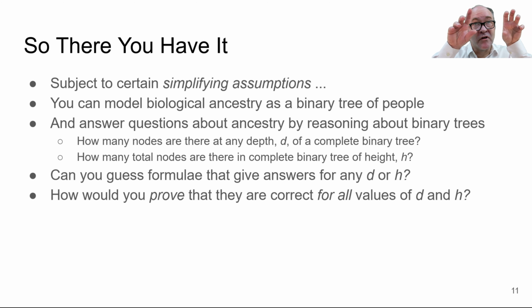1. At depth 1, you've got 2. Clearly at depth 2, you've got 4. What if you go back down, all the way down to depth 10? How many ancestors are there? How many nodes are there? You see, we can now use the properties of binary trees to reason about properties of real biological ancestry.